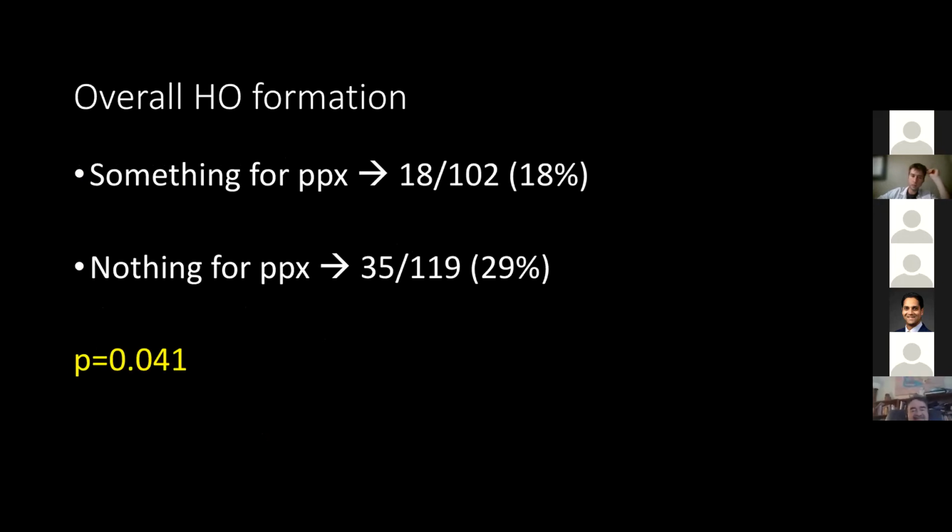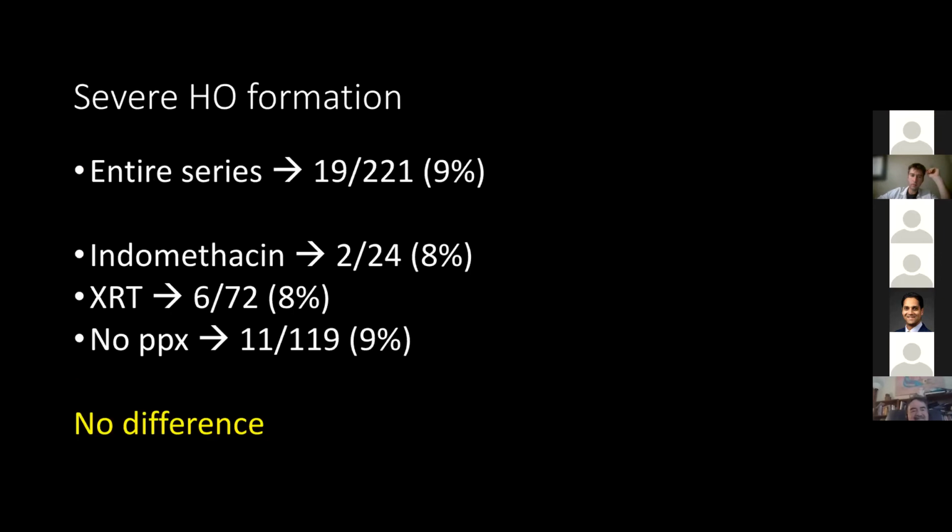compared to patients who had nothing for prophylaxis, we do see a significant difference between these 2 groups. But then moving on to what we all care about, and that's the severe HO. So that's the Brooker's 3s and 4s, the more clinically significant HO, really no difference between the groups. So indomethacin, 8%, XRT, 8%, no prophylaxis, 9%.